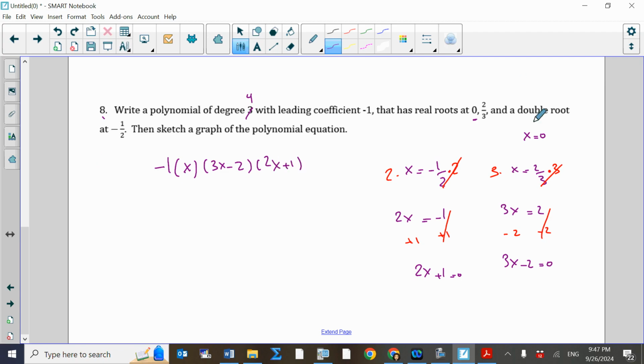And notice that this one again is said that it's double root. So you have to put a power of 2. Again, the powers add up to be 4. 2 plus 1 plus 1. That's equal to 4. You don't have to write the 1 here, the coefficient negative 1. You can just write a negative. So you can write x times 3x minus 2 times 2x plus 1 to the power of 2.